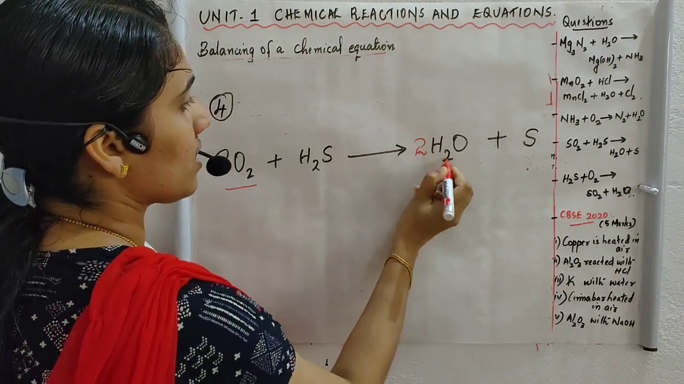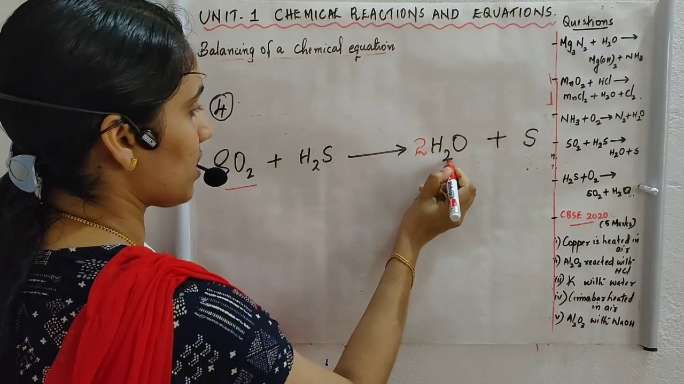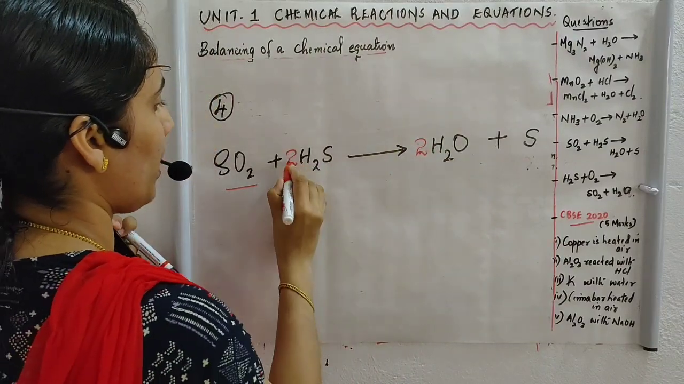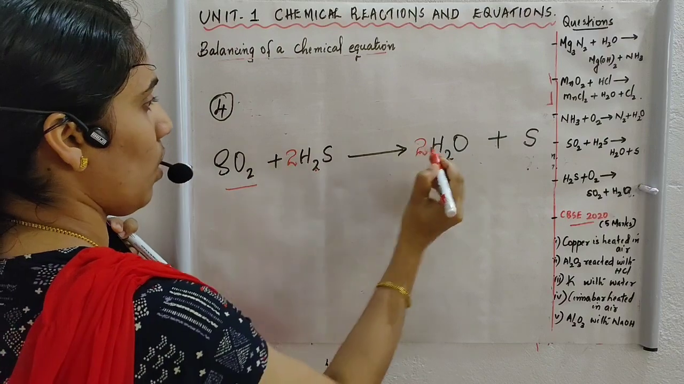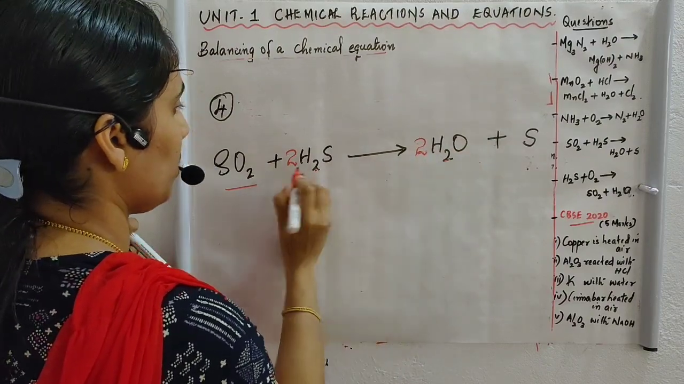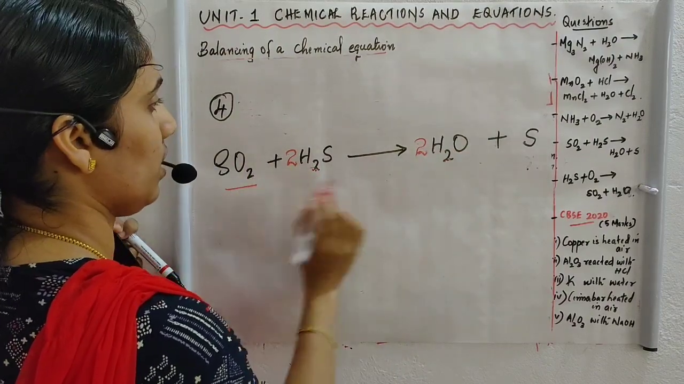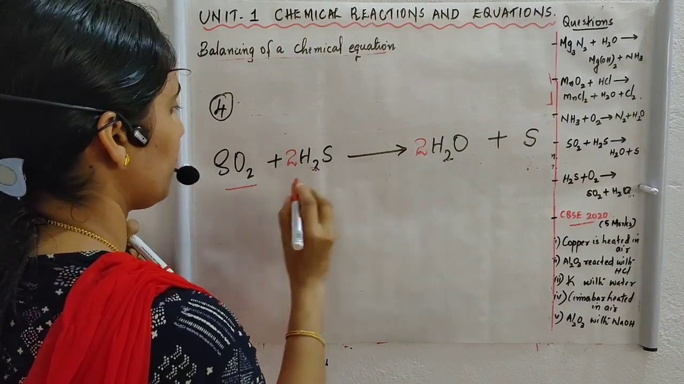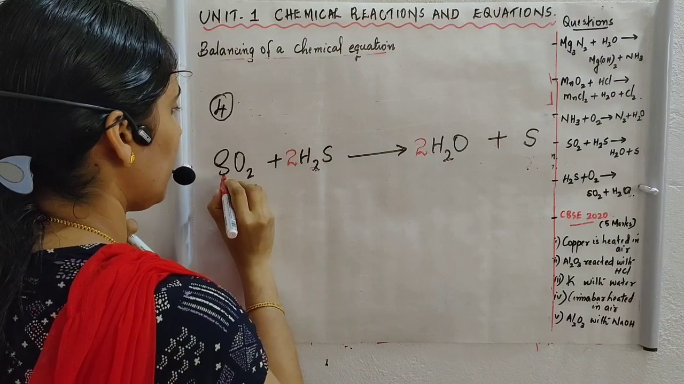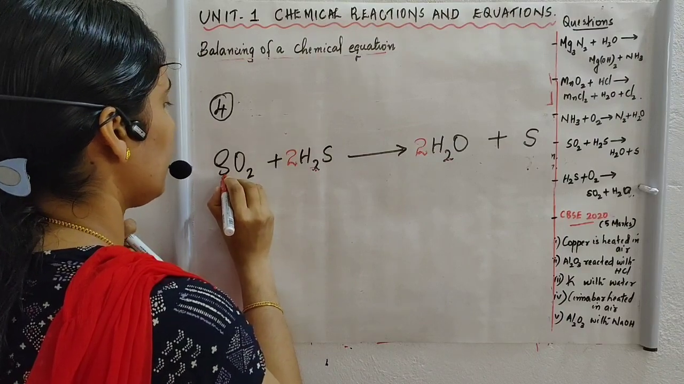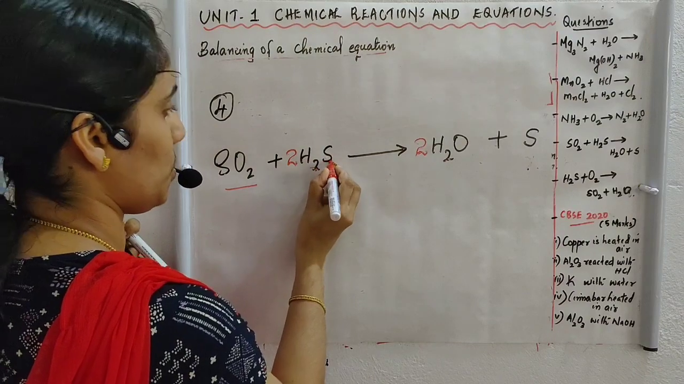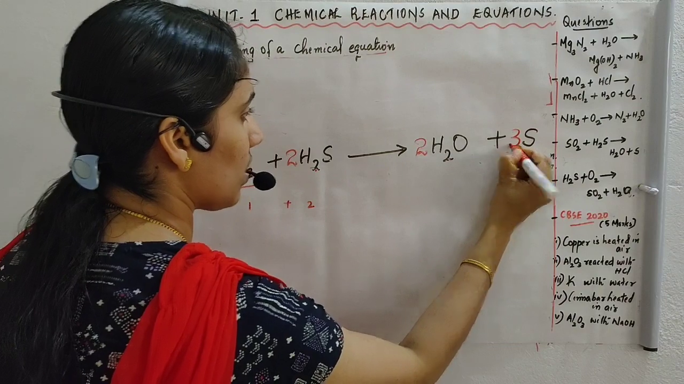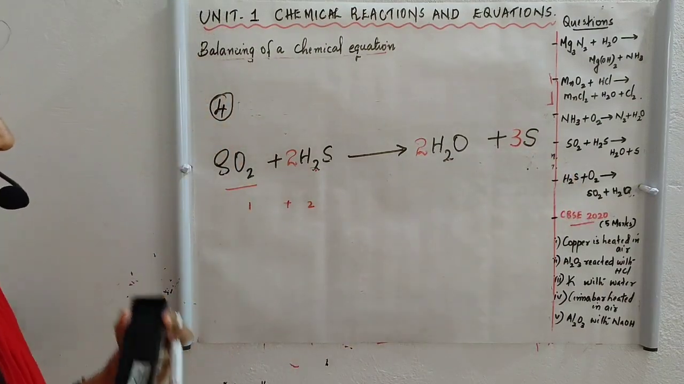Now hydrogen is changed to 4. That means 2 here. Now hydrogen number it is 4. Oxygen 2, hydrogen 4, hydrogen 4, oxygen 2 here. Correct. Then what about sulfur? The one element remaining is sulfur. Sulfur here it is 1, 1 plus 2, that is 3. So you can put 1, 3 here. Now the equation is balanced.